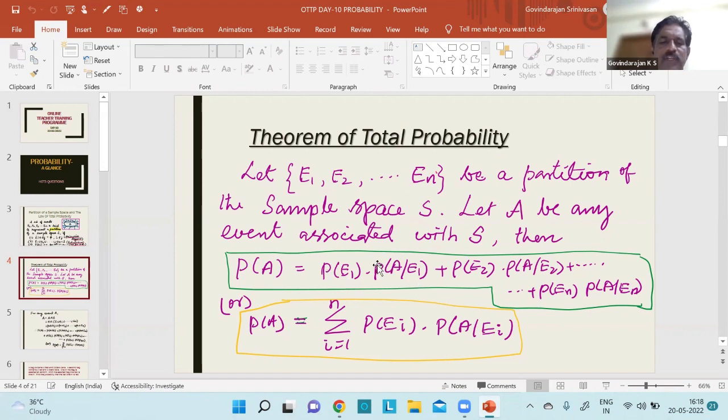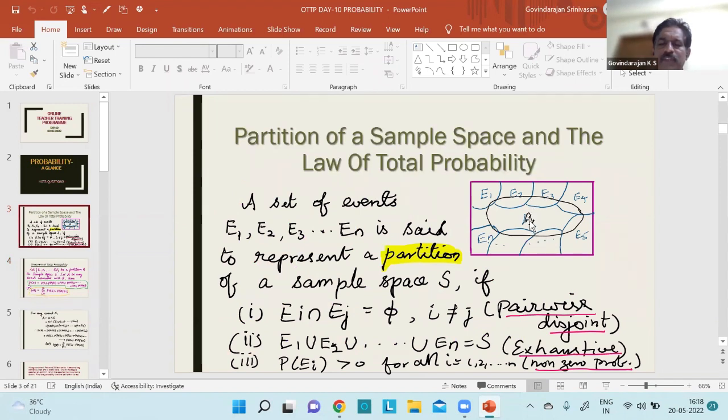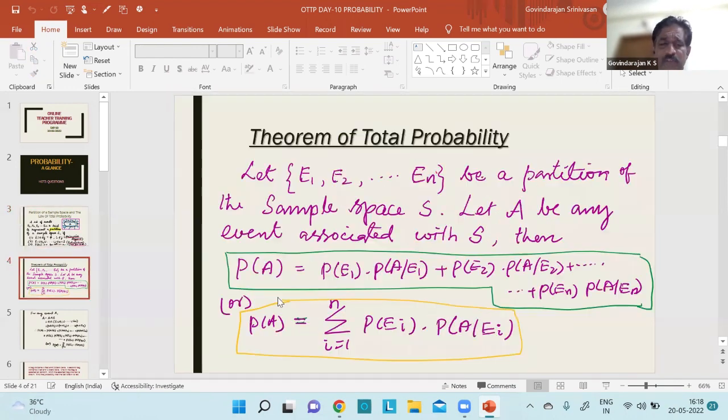So probability of E1 into probability of A given E1, plus probability of E2 into probability of A given E2, and so on, plus probability of En into probability of A given En. So this is called the total probability theorem, because A is an event associated with the sample space. So the probability of A intersection E1 is a part, is it? If you add these, you will get the total probability theorem.